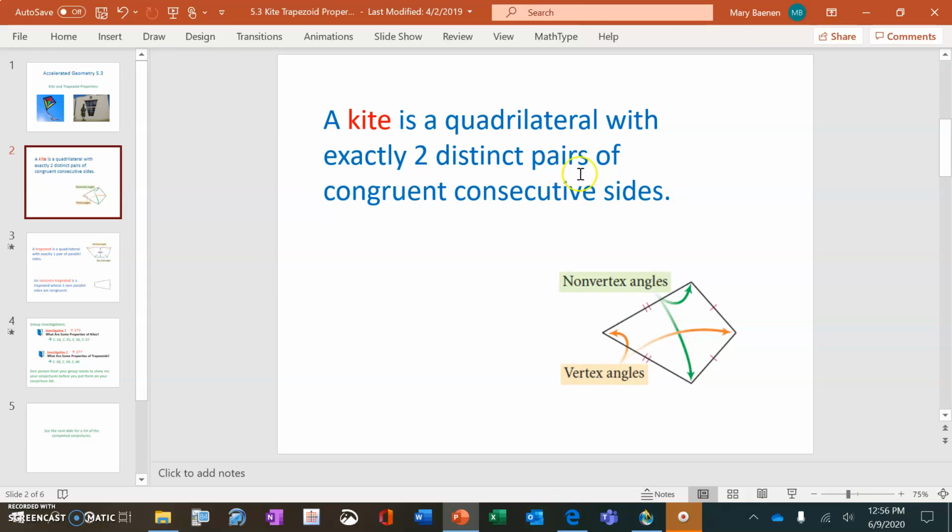A kite is a quadrilateral. That means it has four sides with exactly two different pairs of congruent consecutive sides. So these two sides here are next to each other and they are equal, and these two sides are next to each other and they are equal, and the two pairs are not equal to each other. So not all four sides are equal. Two are equal here, two are equal here.